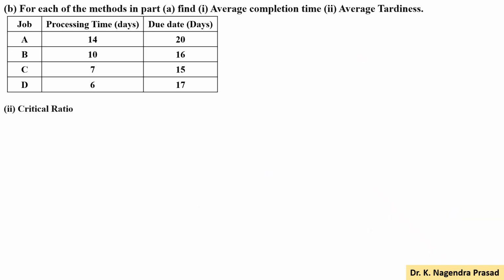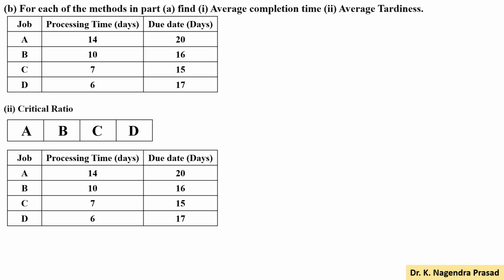Next we will determine the average completion time and average tardiness values by the critical ratio. We know the job sequence by the critical ratio rule is ABCD. Then I have to write down the same tabular column. So here the job sequence is also in ABCD order. Then first we have to determine the completion time or flow time, Cj or Fj.